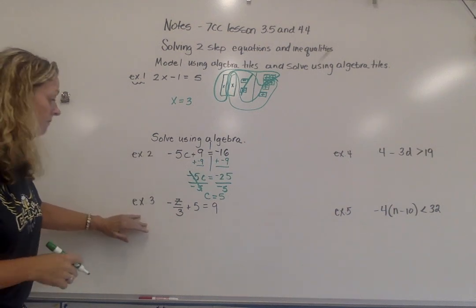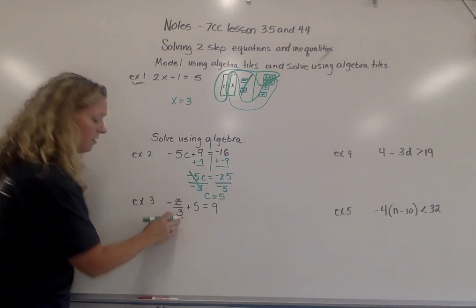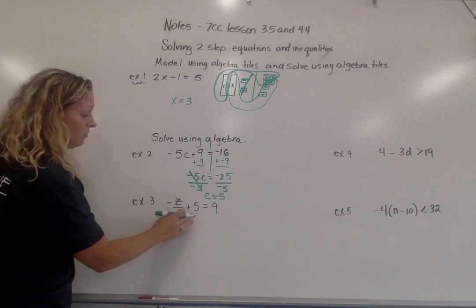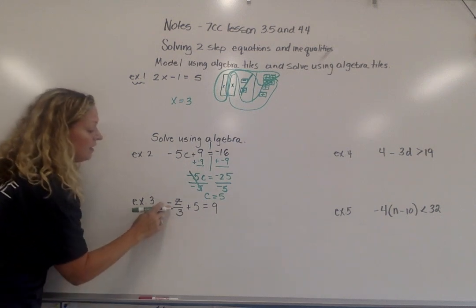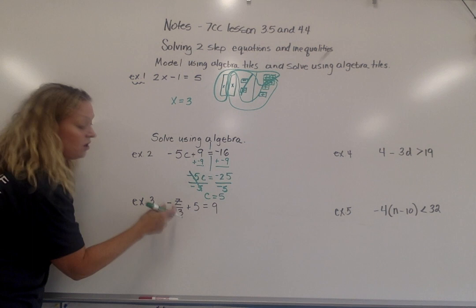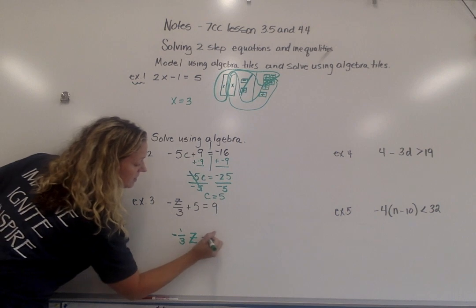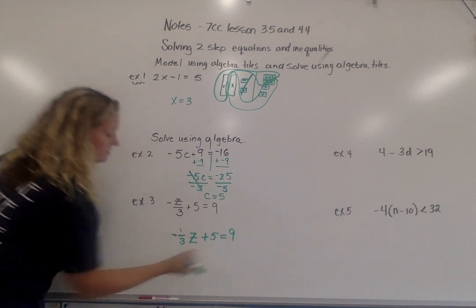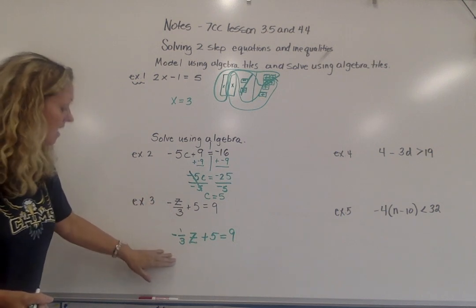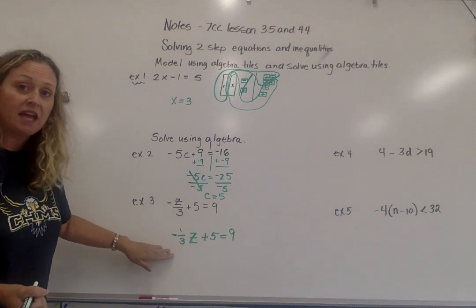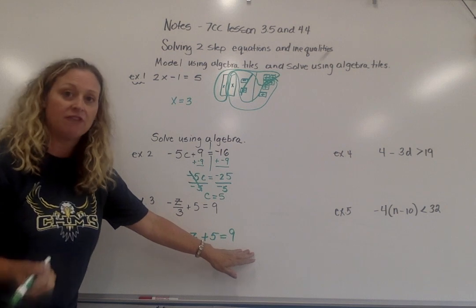In example 3, I'm also going to combine terms. Some people get confused because they see a 3 here and they don't know if they're going to multiply by 3 or add negative 5. Another way to look at this would be, this is really the opposite of z over 3. I can also look at it as negative 1/3 z plus 5 equals 9, because the coefficient of the z is 1. So I now can visually see that z is being multiplied by negative 1/3, and I can combine like terms by moving the 5 over by adding negative 5.